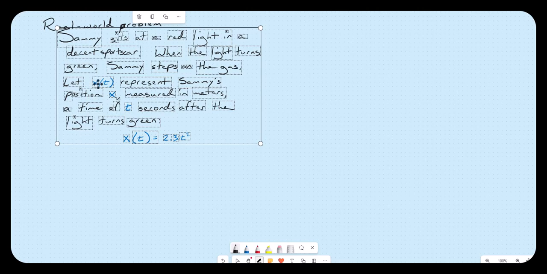I want to be able to use these functions to answer real-world problems. So I'm going to do that. We're going to say, we will call this a real-world problem. So I'm going to start with this one.